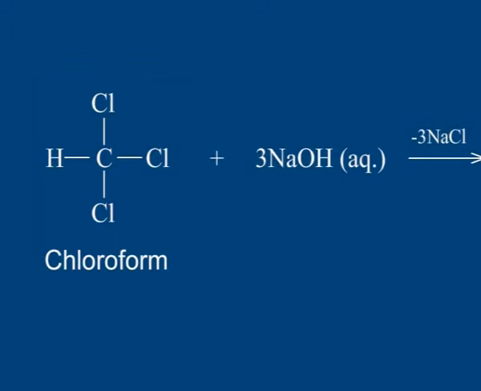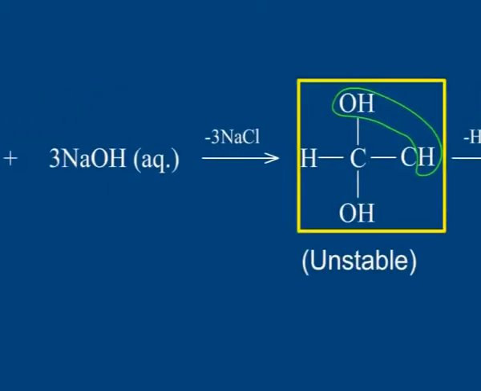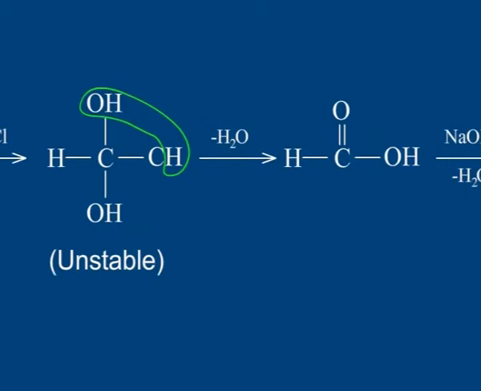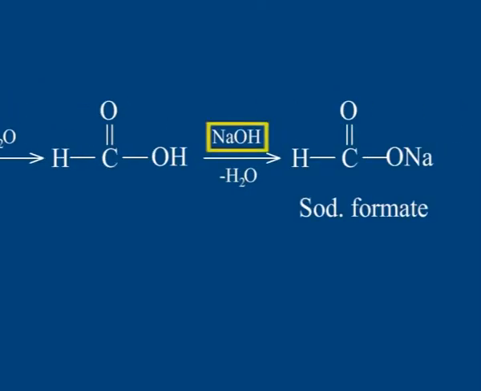Chloroform reacts with aqueous solution of sodium hydroxide to form an unstable compound which loses one molecule of water to form formic acid. The formic acid so formed reacts with sodium hydroxide to form sodium formate. One molecule of water is lost in this process.